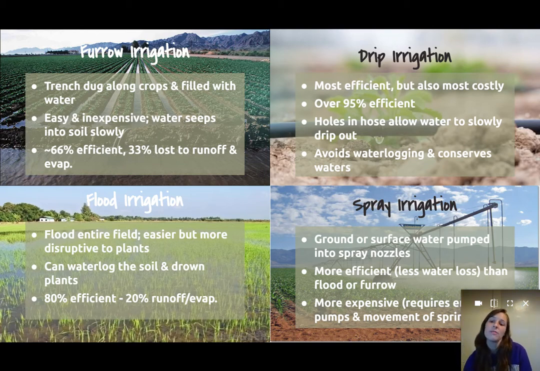The next is going to be flood irrigation, and this is where you are going to just flood an entire field. It's easier, but it's more disruptive to plants, which means there's only really a few plants you can do this with. Think of cranberries or rice. And another problem is it can waterlog the soil and drown the plants because the roots get waterlogged. So that is a downside that can happen. However, this is decently efficient. It is going to be about 80% efficiency, where you're going to lose 20% to runoff and evaporation.